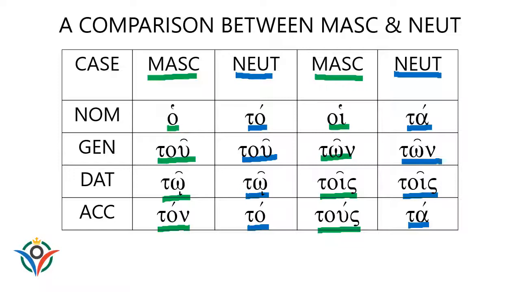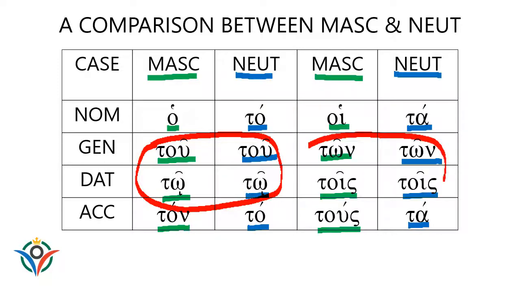The biggest similarities are that the genitive and dative singular and plural forms are identical. So let me circle those for you. The genitive singulars are both tou, and the dative singulars are tō. And that also goes for the plural forms. The genitive plural is tōn, and the dative plural is tois. So that should aid you in memorizing these sets of articles.